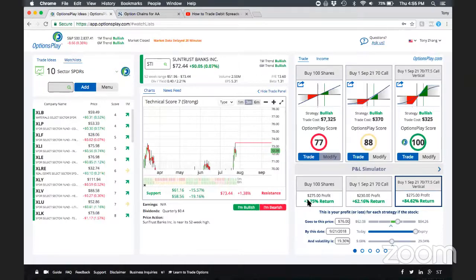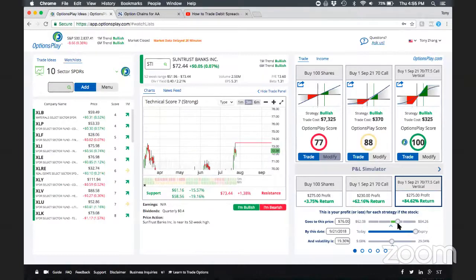So as you can see, if I bought the stock, you only make a 3.75% return. If you bought this call option, you make a 62% return. If you bought this call spread, you make an 84% return. So this is really where it starts to get interesting. Because I'm getting that same upside exposure that I would be getting if I had bought the stock at a substantial discount, because I'm only paying about 4% of the underlying costs. I'm paying $325 as opposed to $7,300, getting similar upside exposure.